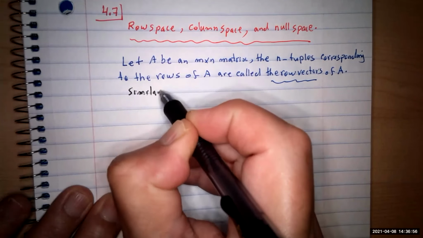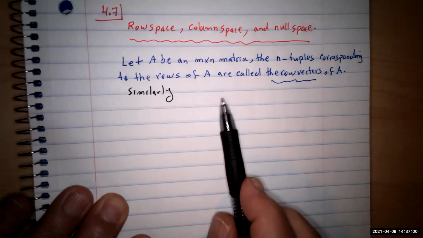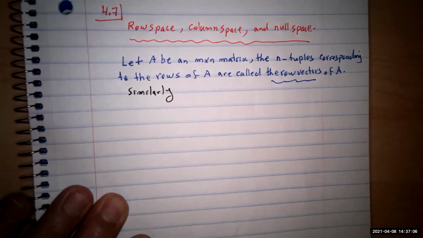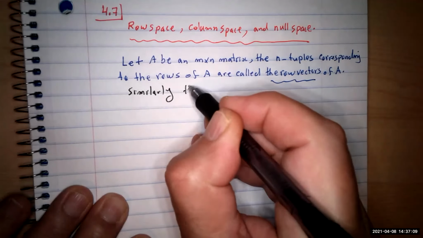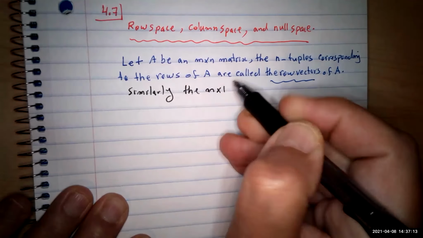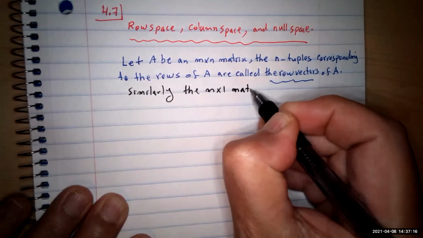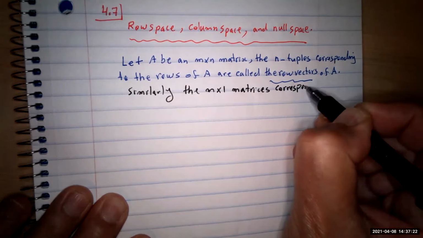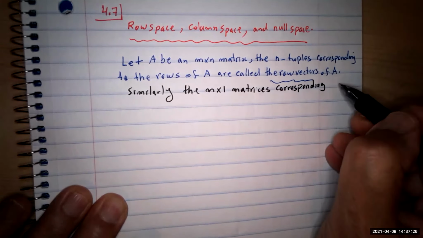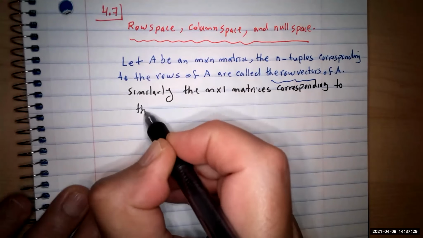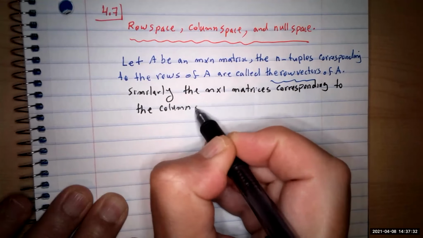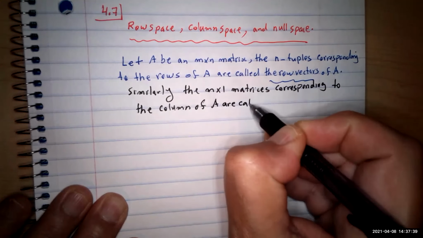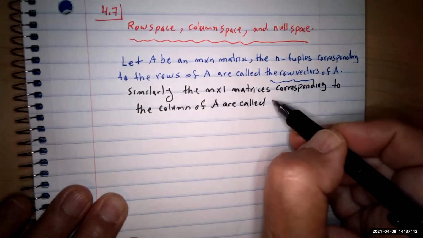Similarly, if you consider the columns, you are going to have n columns, but each column would have m coordinates. So similarly, these are m by one column vectors, m by one matrices, corresponding to the columns of A. These are going to be called the column space.